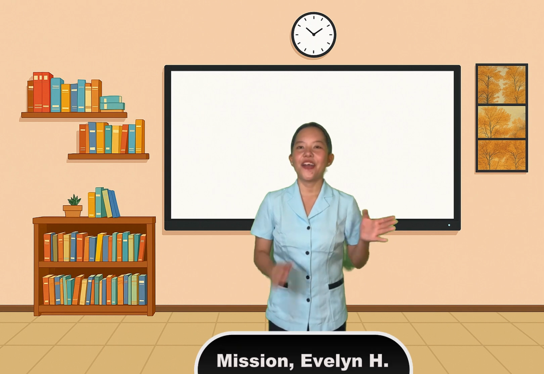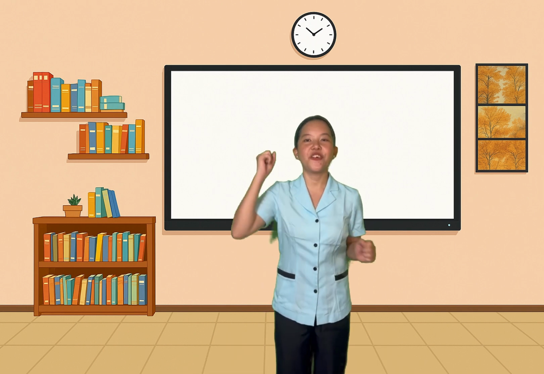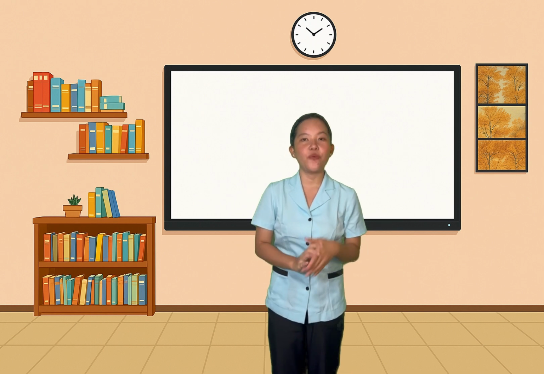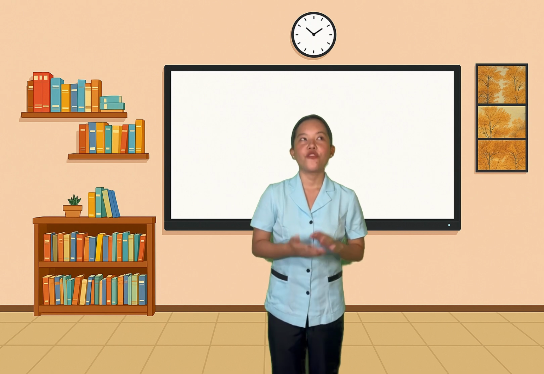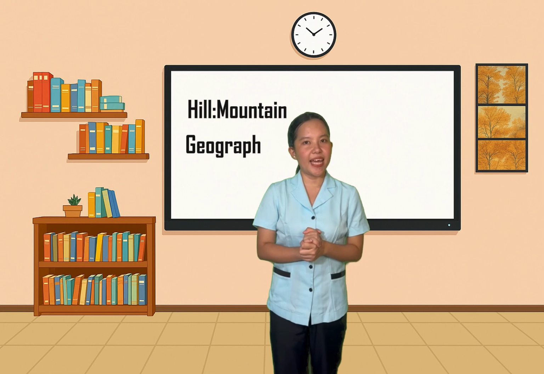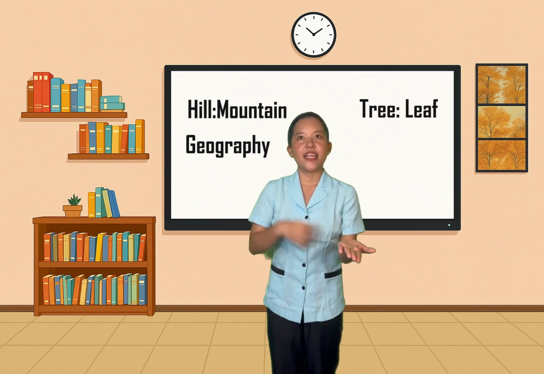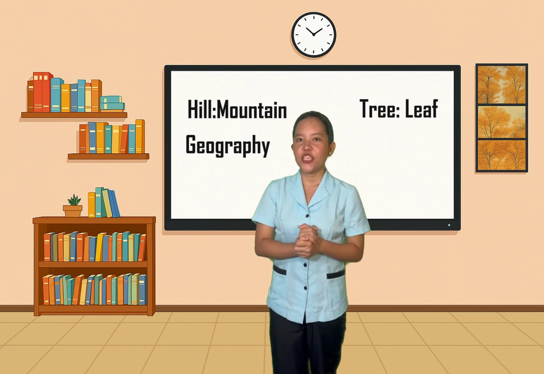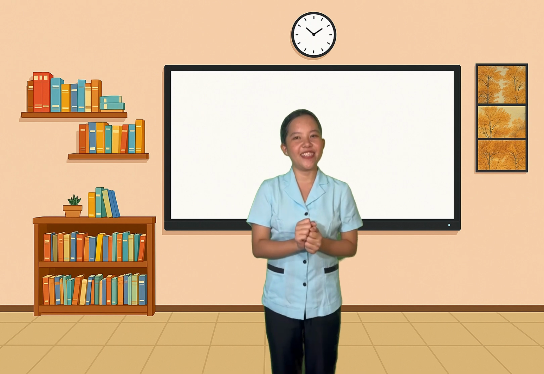Hello class, are you ready for our next activity? If yes, then say hooray! In this activity, you will think of three pairs of words and indicate the relationship. For example, a hill is to a mountain. The relationship indicates geography. Another example is a tree and a leaf. It indicates the relationship as part to whole. Did you get it? Very good!